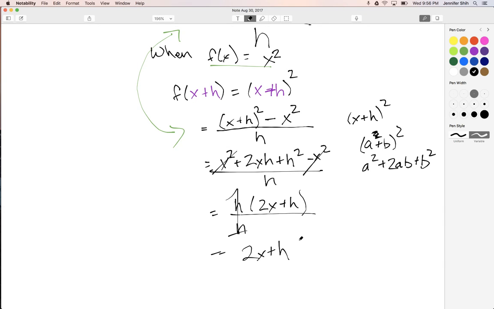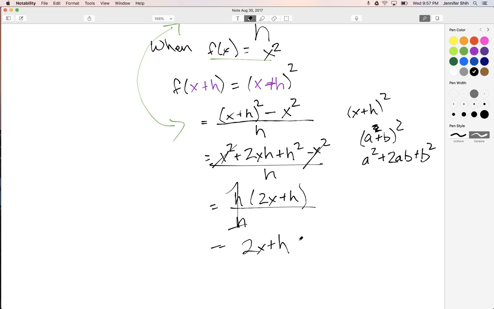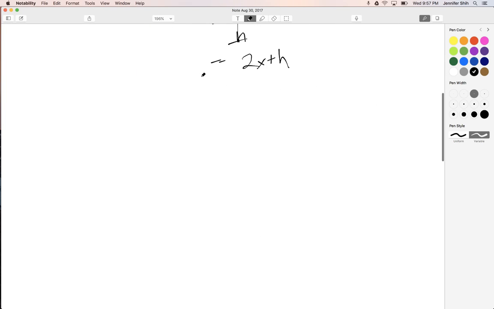So this is how to evaluate functions with variables. If you want to look up more videos on this, it's how to evaluate functions with variables. Now I want to go into composite functions.